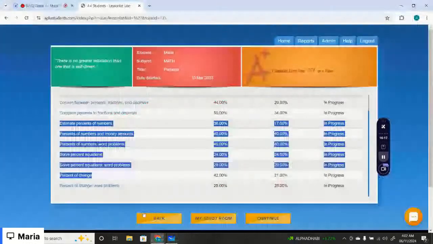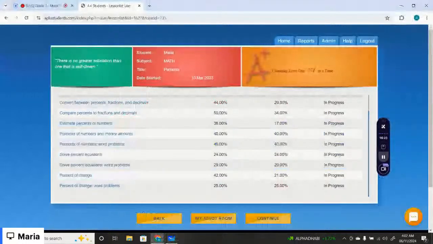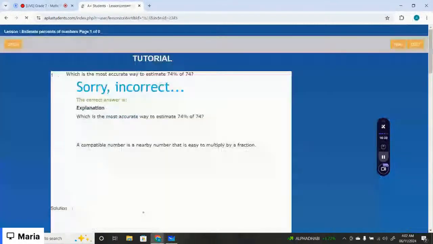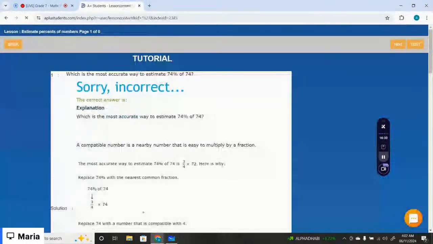So here I am on grade 7 math. The chapter we are on now is percents. Let's just start with the lesson that is estimate percents of numbers. Which is the most accurate way to estimate 74% of 74? A compatible number is a nearby number that is easy to multiply by a fraction. So you have to find a compatible number, right? So, that is 74% of 74.